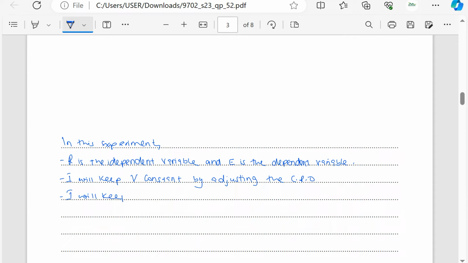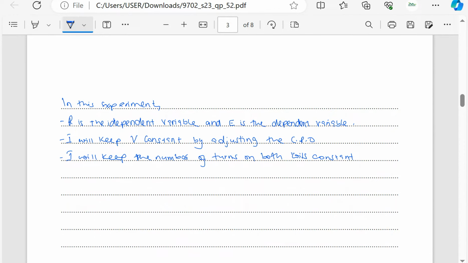I will keep the number of turns on both coils constant, because the number of turns affects the induced EMF according to the theory that you have studied.